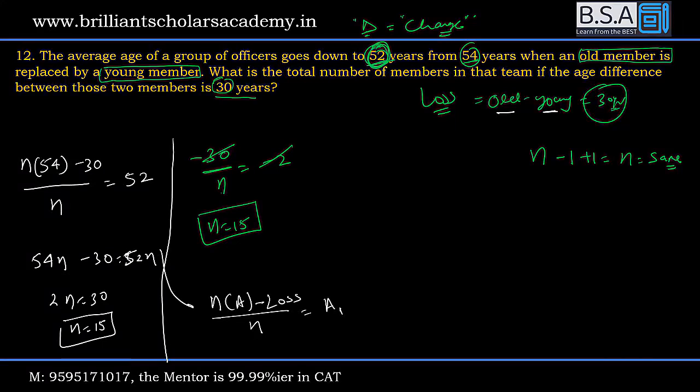Basically applying the concept of averages. This is the deviation method. There's a deviation of 30 in age and there's a deviation of 2 in the average. So what should I divide 30 by to get 2?